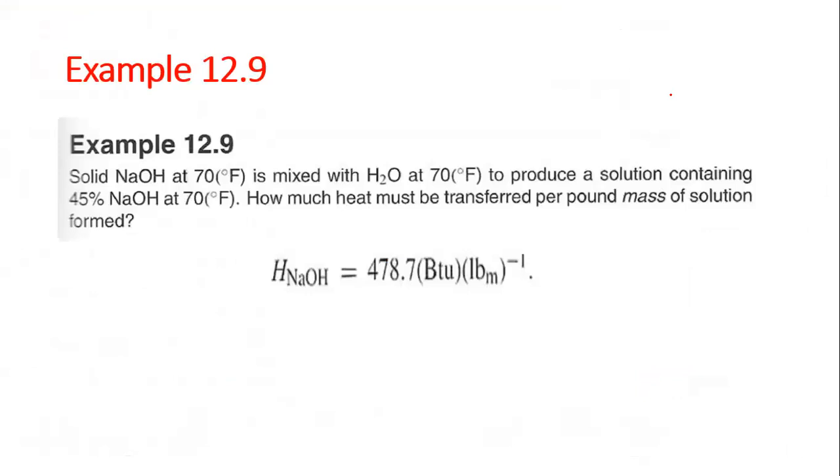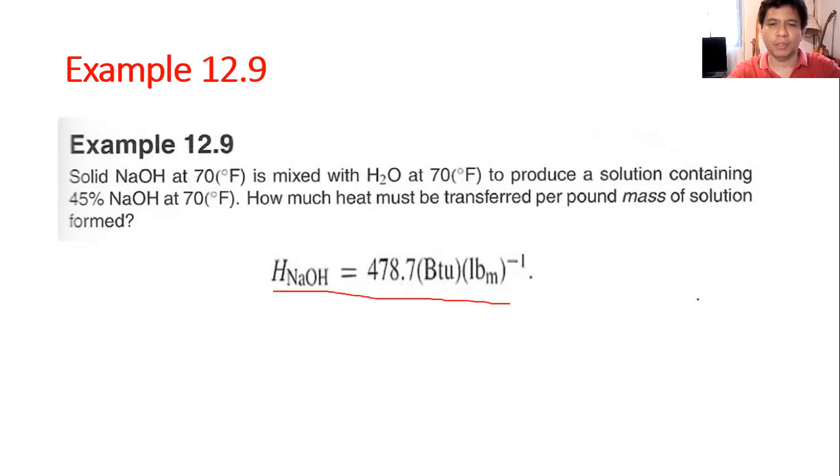Okay, so let's try to solve example 12.9. So we have solid sodium hydroxide at 70 degrees Fahrenheit. This is mixed with water at 70 degrees Fahrenheit, no? To produce a solution containing 45% sodium hydroxide at 70 degrees Fahrenheit. So the question is how much heat must be transferred per pound mass of solution formed. So ang enthalpy ng sodium hydroxide at 70 degrees Fahrenheit, yung solid, is 478.7 BTU per pound mass. Imagine niyo ba yung problem? Question?